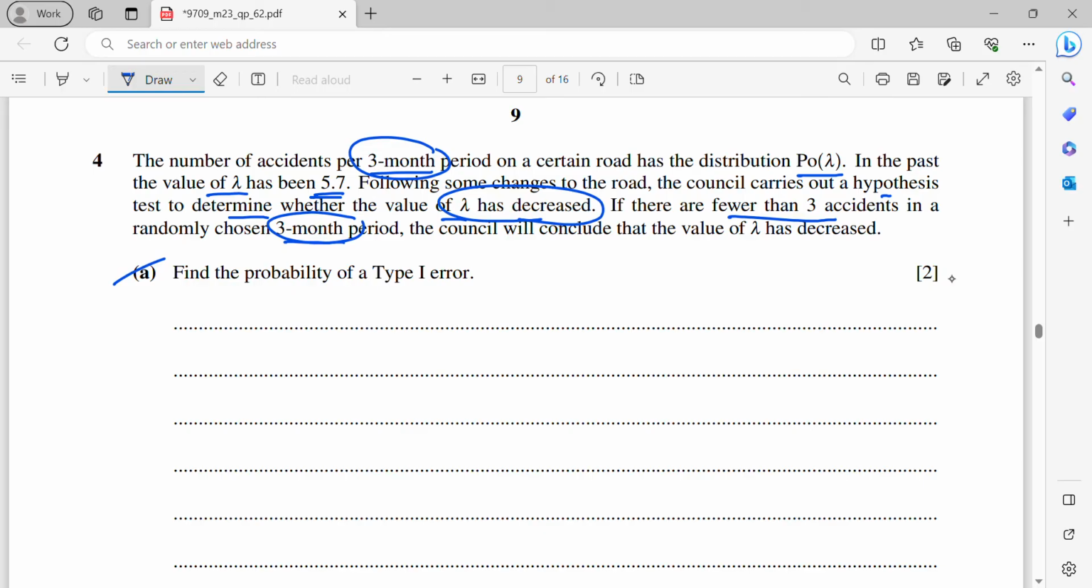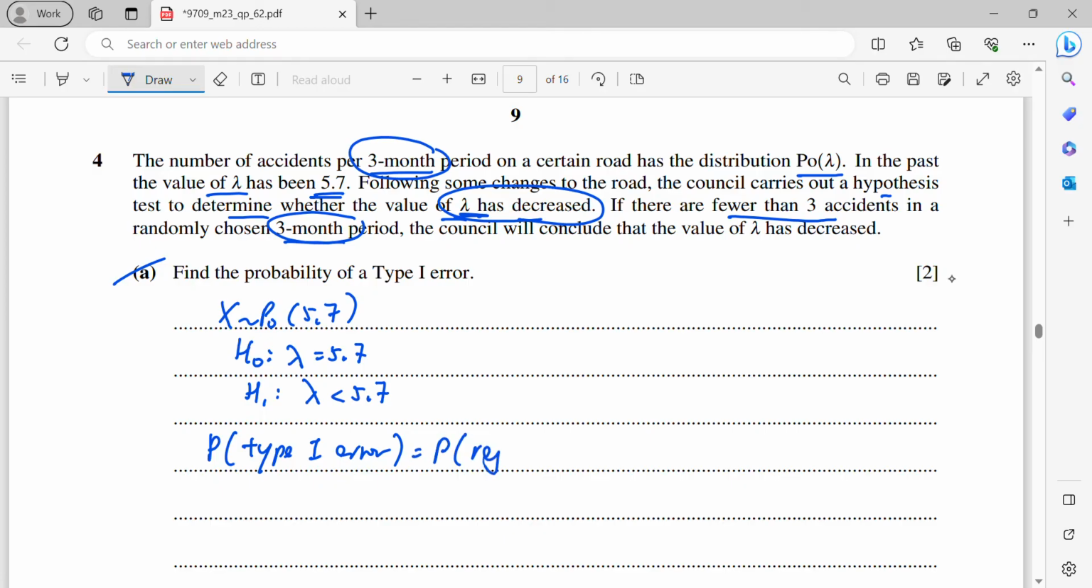Now, A, find the probability of type 1 error. Okay, so basically, your X is Poisson 5.7. It's mentioned that your H0 lambda is 5.7. Now, the testing is regarding the lambda has decreased. That means lambda less than 5.7. So from here, probability of type 1 error. Type 1 error is basically P(reject H0). Okay, probability of rejecting H0 given that H0 is true.